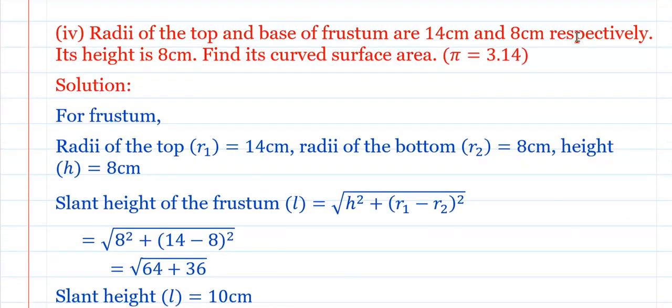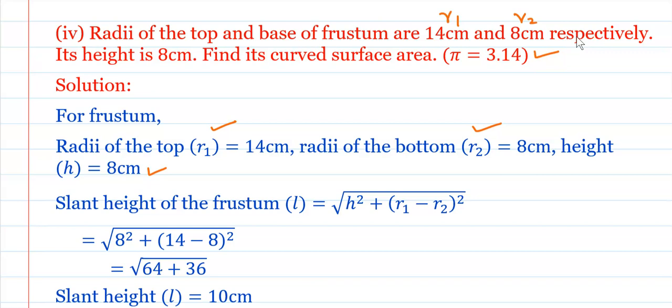Now the next. The radii of the top and the base of the frustum are 14 centimeter, suppose this is the R1, and 8 centimeter, R2, respectively. If the height is 8 centimeter, find its curved surface area where pi is equals to 3.14. Okay. The radii of the top is R1, दिलेला R2. Okay. Height is 8 centimeter.